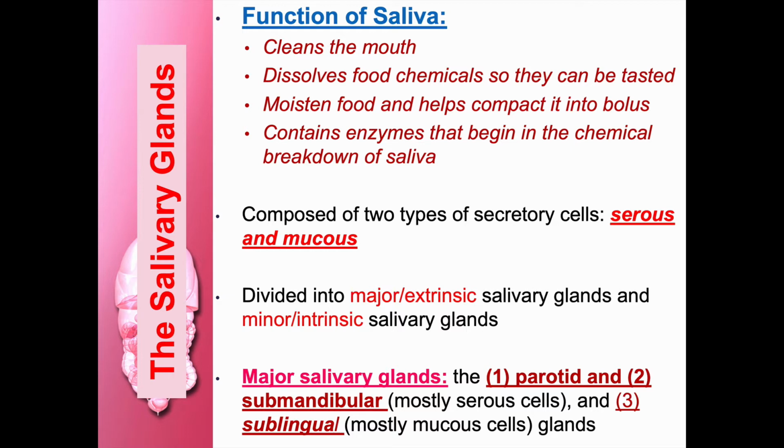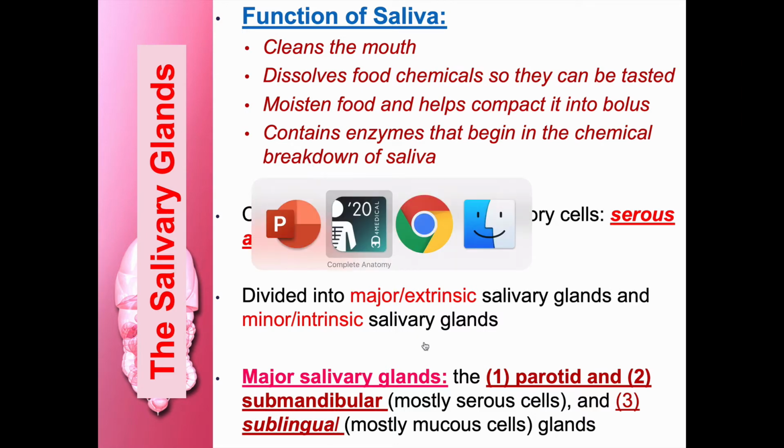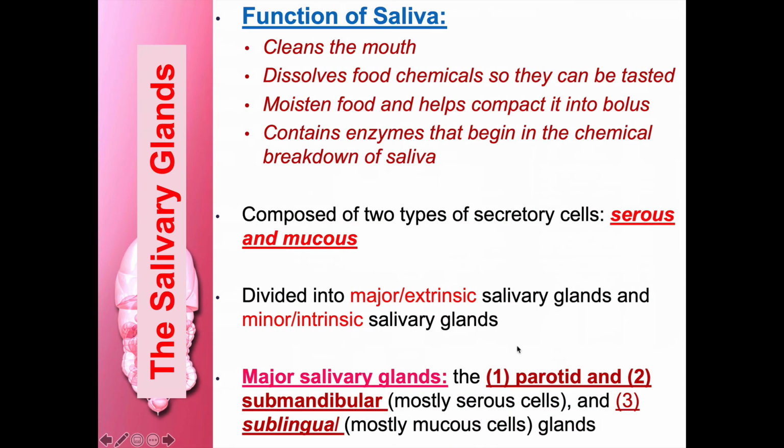So let's see about the salivary glands. There are three pairs of salivary glands: parotid, submandibular, and sublingual. I am going to show you those glands. The parotid gland will secrete a serous type of fluid, and the submandibular gland will also secrete a serous type of fluid. The sublingual gland will secrete only a mucus type of fluid.